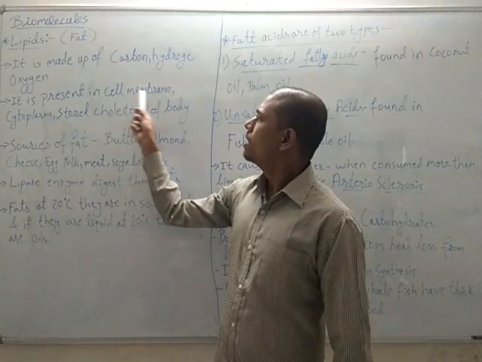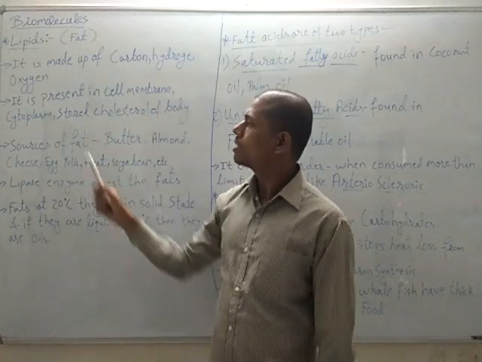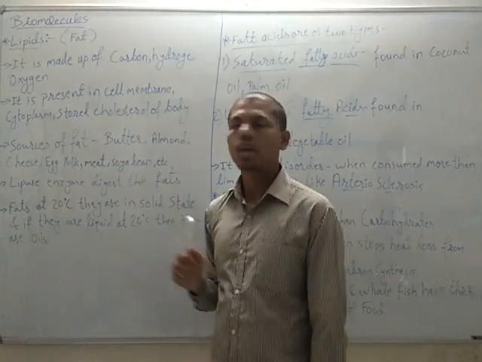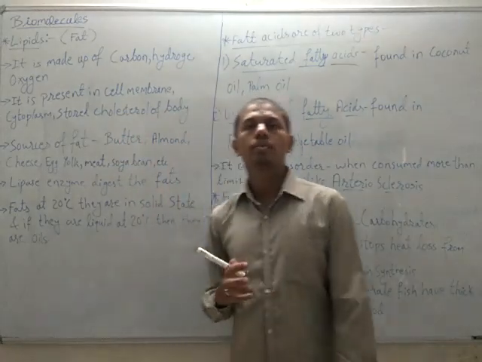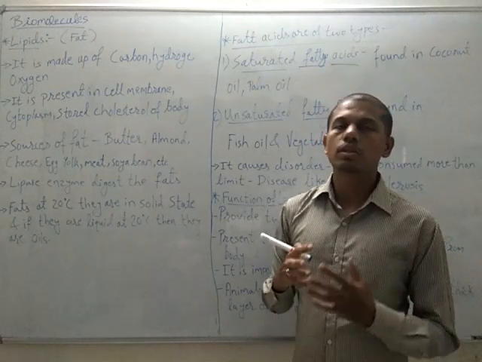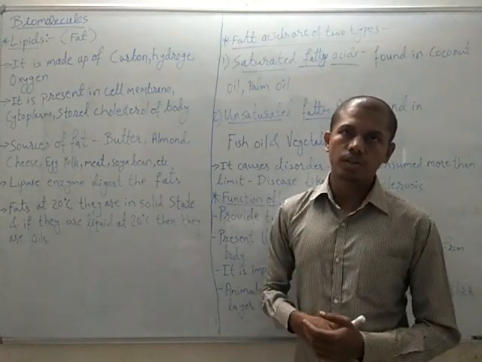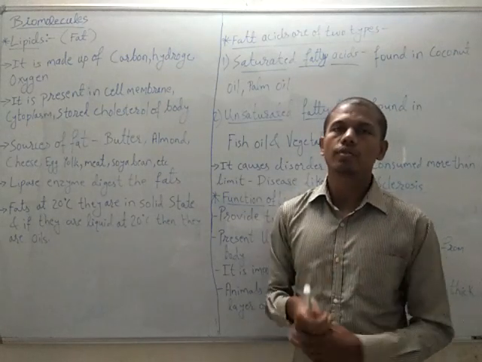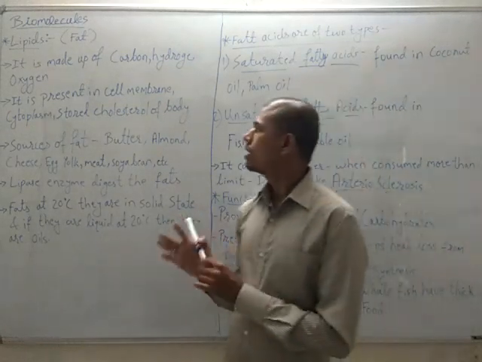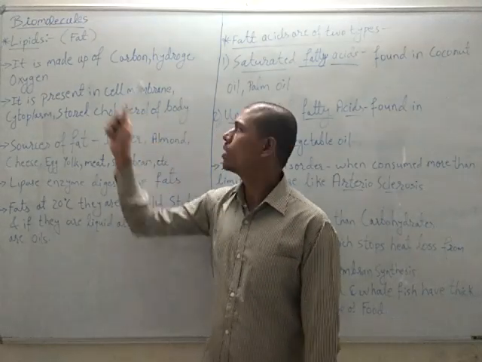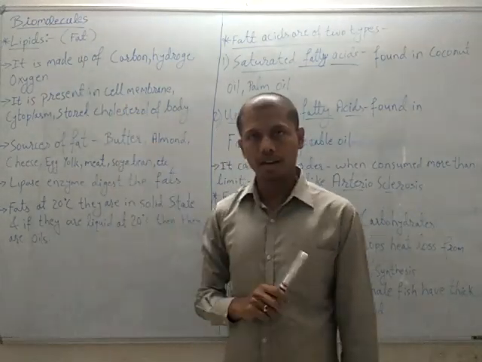It is present in the cell membrane, the cytoplasm of the cell, and as stored cholesterol of the body. The cholesterol stored in the stomach region below the skin of the animal is actually cholesterol, and we can also call it stored fat.